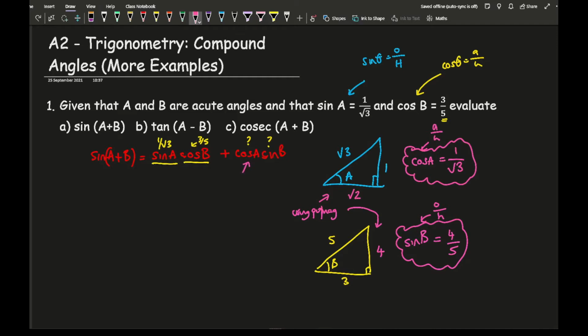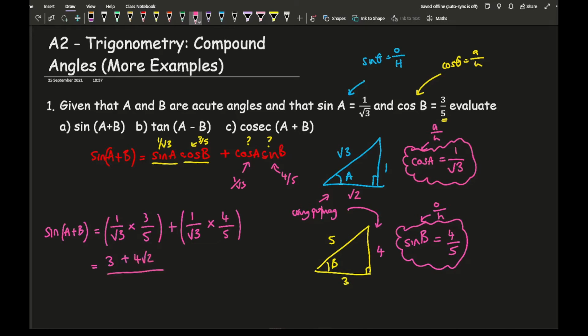So this here is going to be root 2 over root 3, and this here is going to be equal to 4/5. So therefore sine (A plus B) is going to be equal to 1 over root 3 times 3/5, plus cos A, which is root 2 over root 3, times sine B, which is 4 over 5. And again, if I then go on to simplify all of this, what do I end up with? I end up with 3 plus 4 root 2 over 5 root 3. And there is my final answer for that one.